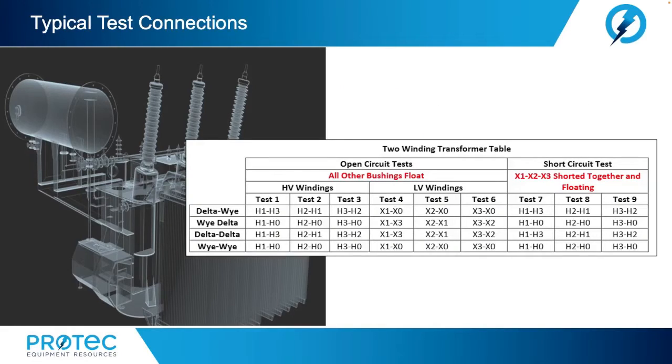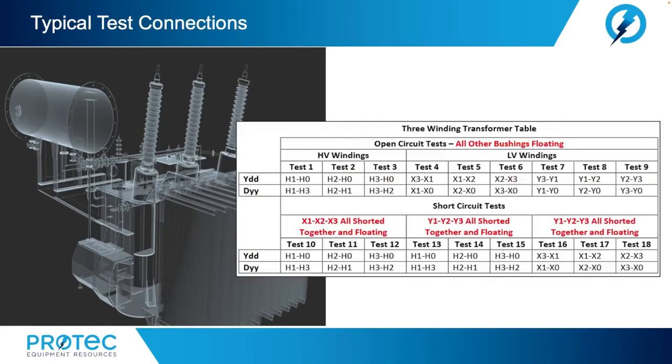Here we see some typical test connections. Here we're seeing test connections for a 2-winding transformer, both for open circuit tests with all other bushings floating, or for short circuit tests where X1, X2, X3 are shorted together and floating. And here we see some typical connections for a 3-winding transformer, both for open circuit tests and for short circuit tests.